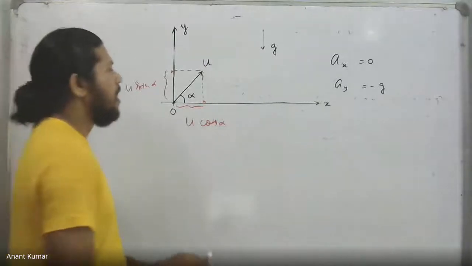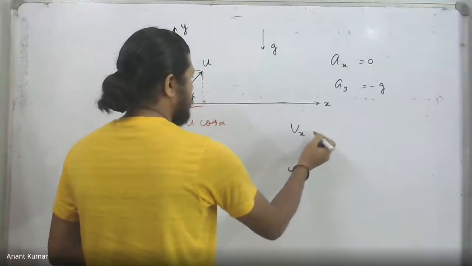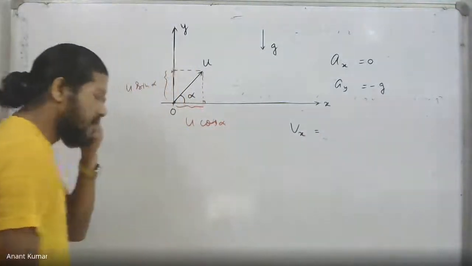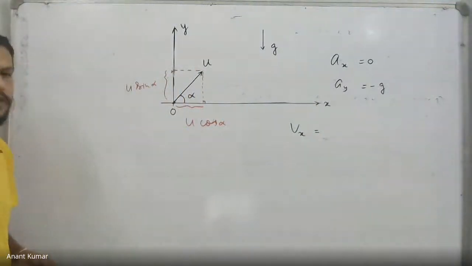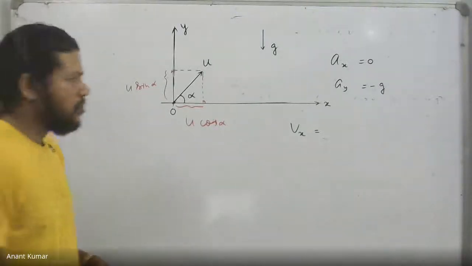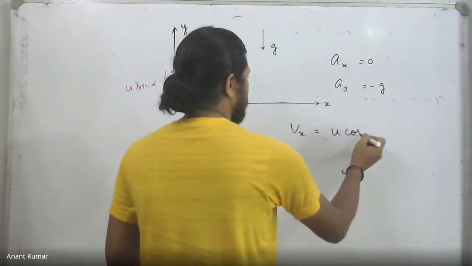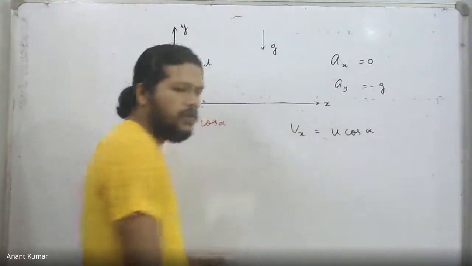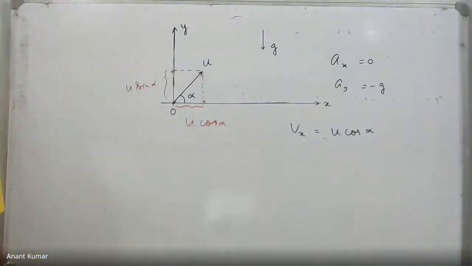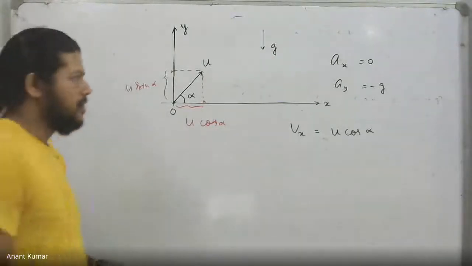Fine. And next we have the velocities. Because the acceleration along the x-axis is simply 0, the x velocity will simply be a constant. So therefore, Vx turns out to be simply u cos alpha for all times. Nothing but u cos alpha. So the x velocity is simply a constant. It just travels at the uniform speed u cos alpha along the x-axis.